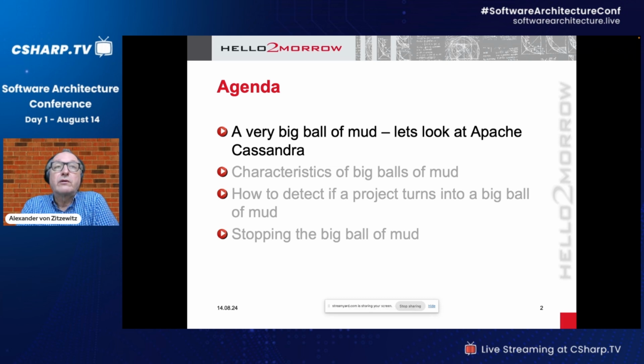Then we're going to discuss the characteristics of big balls of mud. And then we're going to find out how we can detect if our project turns into a big ball of mud, and how we can stop it from happening in the first place. And what are we going to do if we already have a big ball of mud?